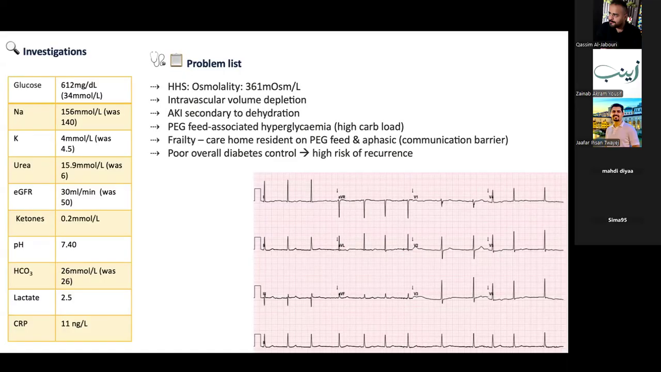So the way we manage this is we start hydration, cautious hydration, keeping in mind she's a frail old lady and she has a background of CKD, so there might be a chance of fluid overload. So we cautiously hydrate, and then we adequately monitor the changes in sodium and osmolality, as well as urine output and her renal function. So she was managed with the fluids.